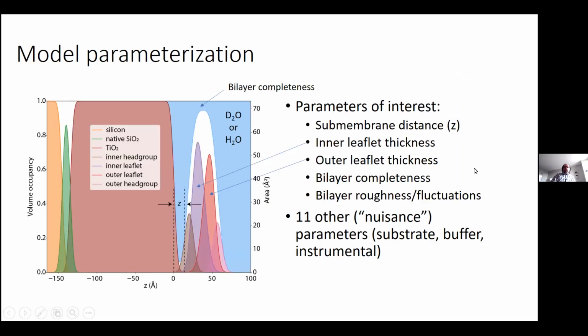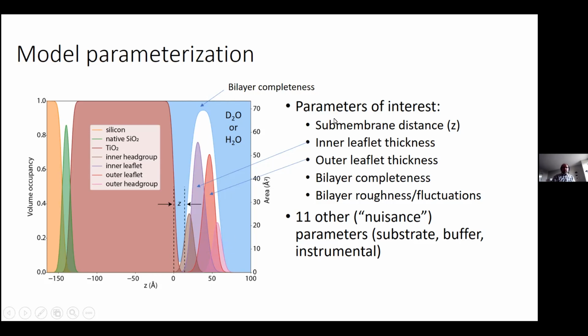The underlying model for the scattering length density curve, and again, this is probably something that most of you are familiar with, is one of these component volume occupancy models where we basically fill up all of space with the various materials that make up our sample. So here's the silicon substrate, here's the silicon oxide, here's the titanium oxide, and then this is what we're interested in, the bilayer itself. These are the different components of the bilayer, each of which has a unique scattering length density, which is why they're broken out into these different components.